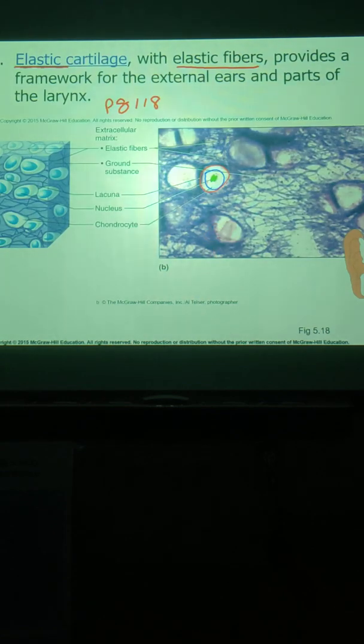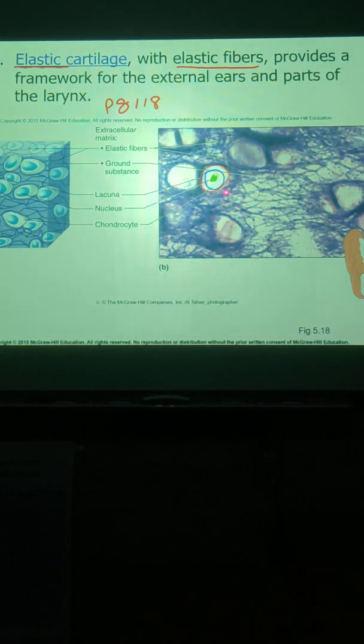Elastic cartilage has elastic fibers and provides a framework for the external ears and parts of the larynx, your vocal cords. What this does, and you can take your ears forward and let go, is allow the body part to snap back. Our vocal cords, it allows us to yell and raise our voice. It gives it strength. Notice you do see a lot of the elastic fibers. So it's a little different than the other one because you do get to see a lot of the elastic fibers here.